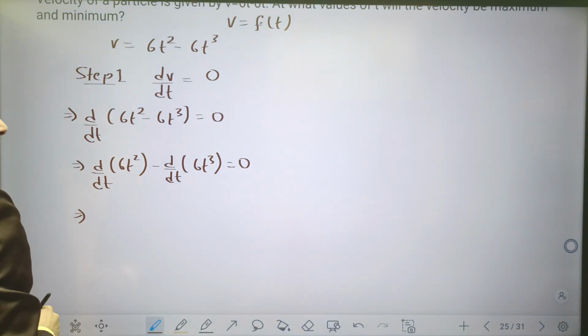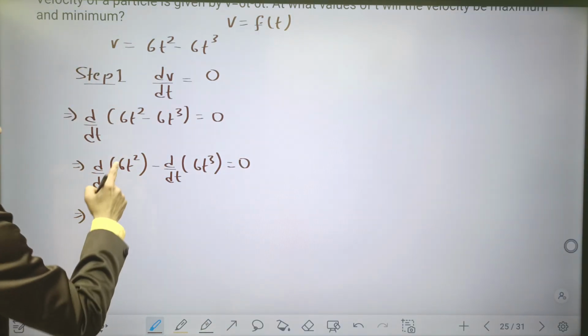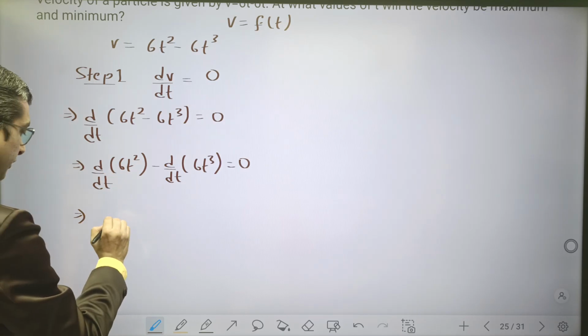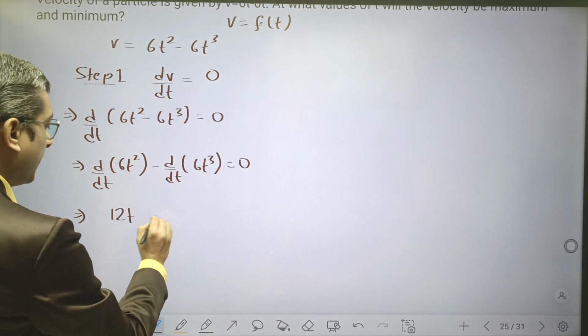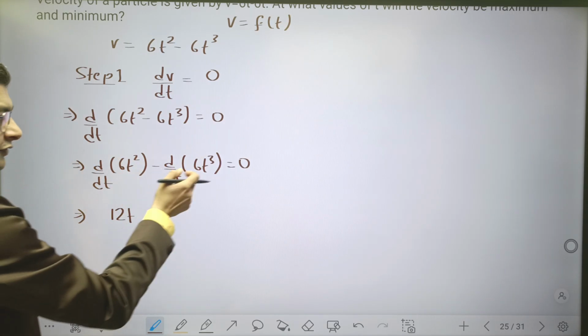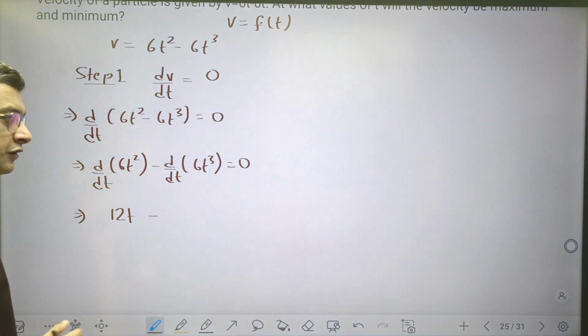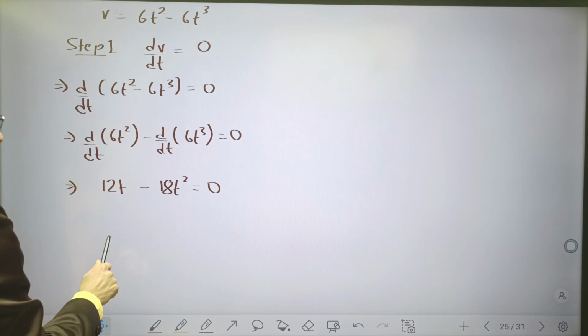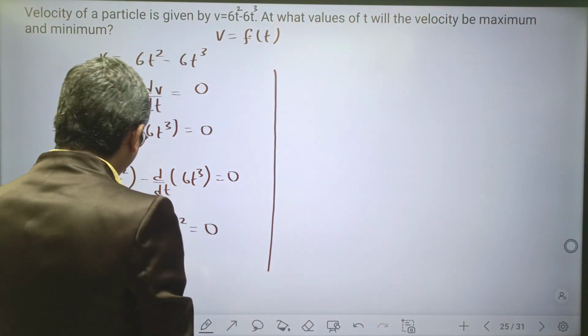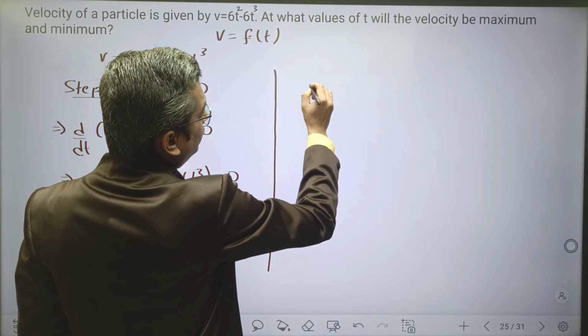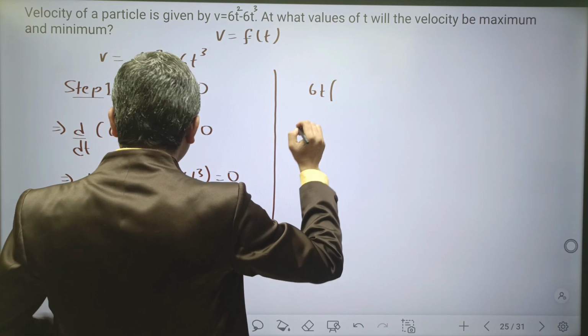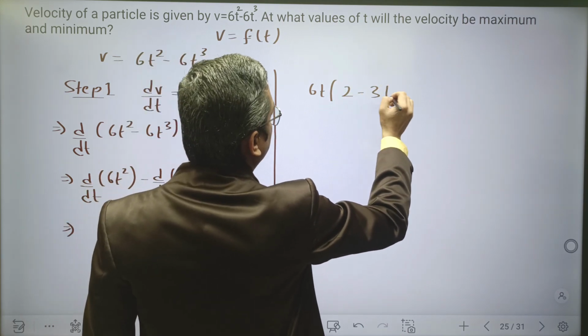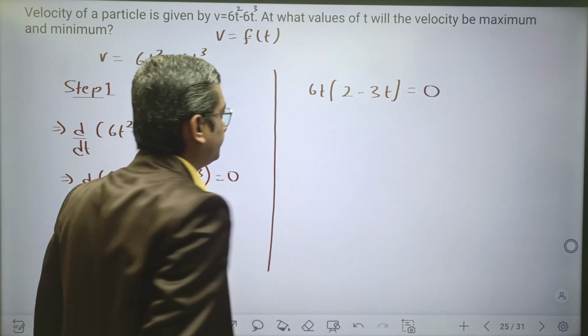6, take it outside the integration, and differentiation of t square is 2t, so this will be 12t, minus, take 3 outside the differentiation, integration of 3t is 3t square, that will be 18t square is equal to 0. Now what we get? We get 12t to take common, so this will be 2 minus 3t is equal to 0, isn't it?